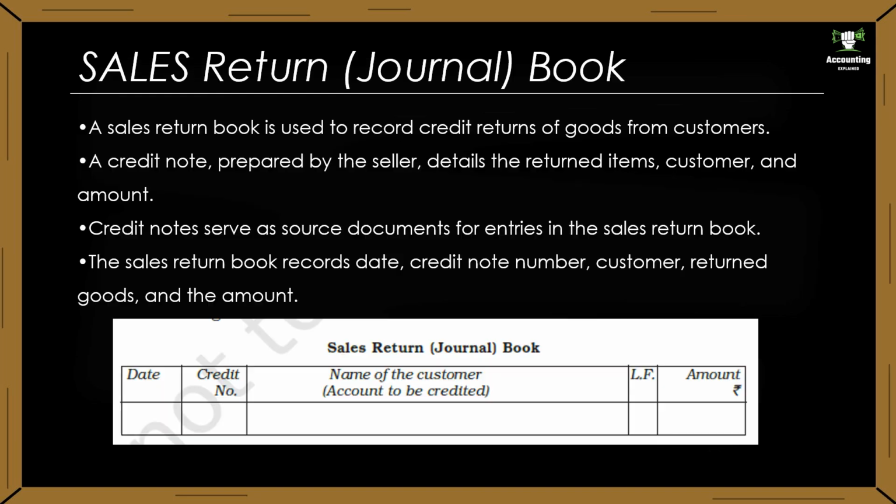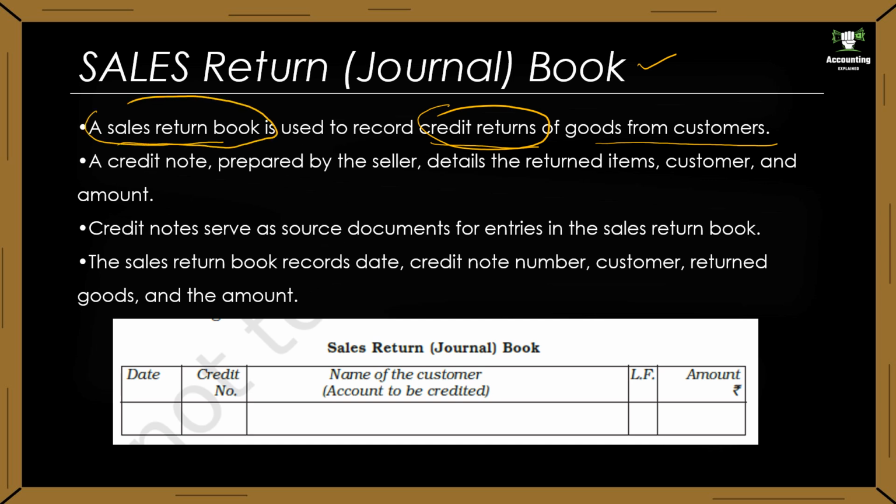Sales return journal book. A sales return book is used to record credit returns of goods from customers. Sales book is for recording credit sales. So if that credit sales is returned by the customer due to lack of quality of goods sent by us or maybe any other reason, then that credit return will be recorded in the sales return book.